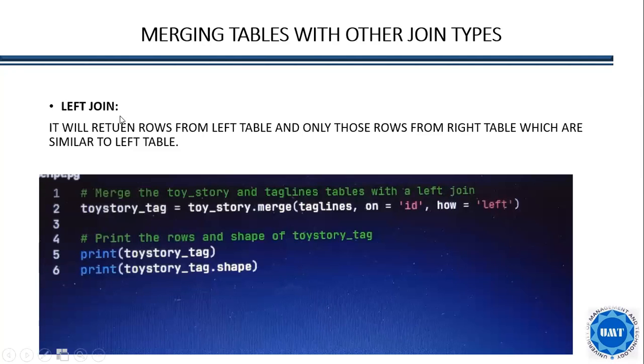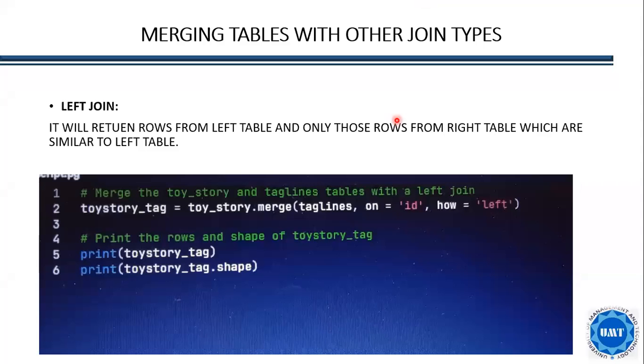So left join. In the left join, it will return all the rows from the left table, and also those rows from the right table which are similar to the table on the left side. So let's have a glimpse on this syntax. This is the same as that of the inner join. Dataframe1.merge(dataframe2, on='id', how='left'). How means which category of join: left join.